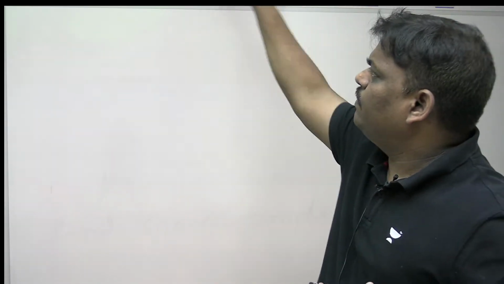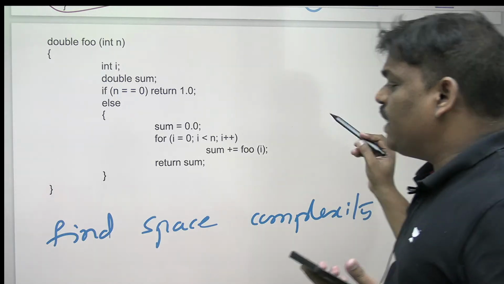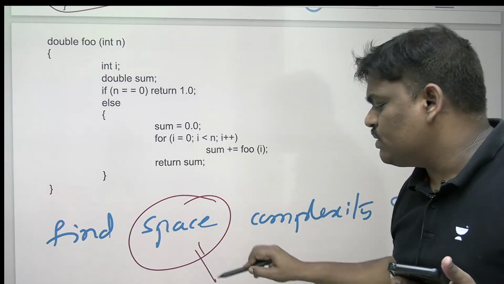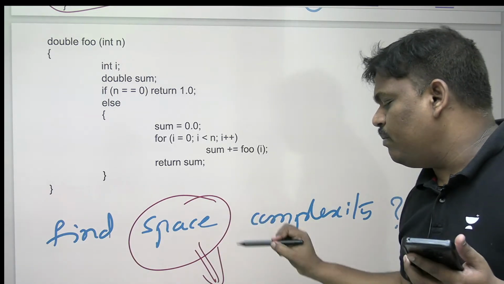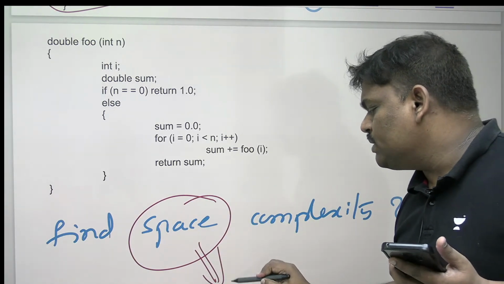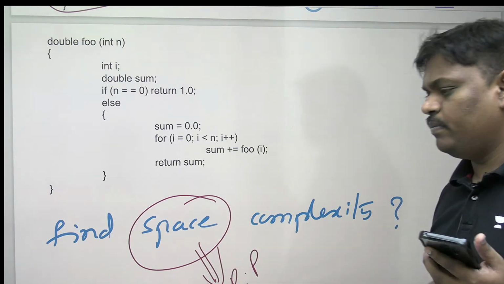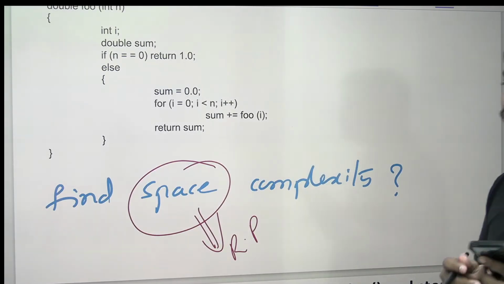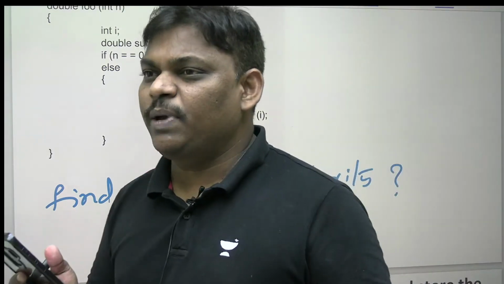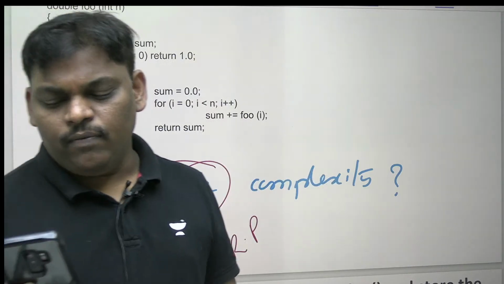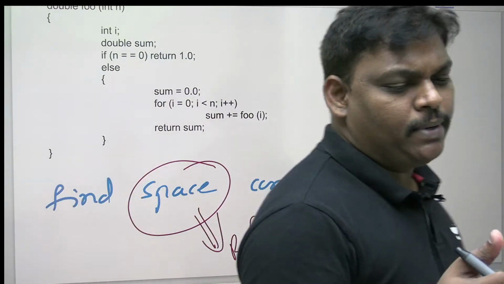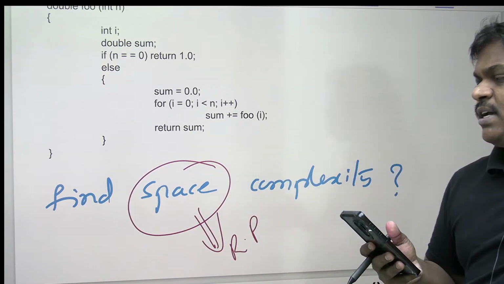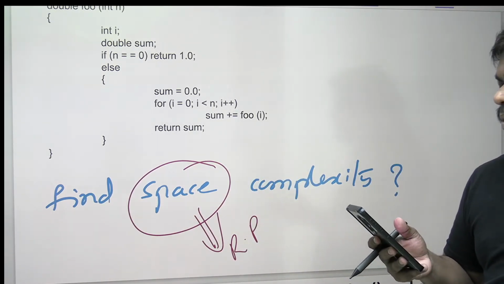I will try. So listen. Space complexity question came, everyone listen. Space complexity question came means, remember, it is a recursive program. Only for a recursive program they will ask you space complexity. So they are asking space complexity.